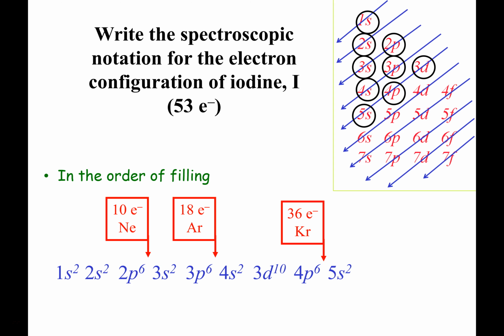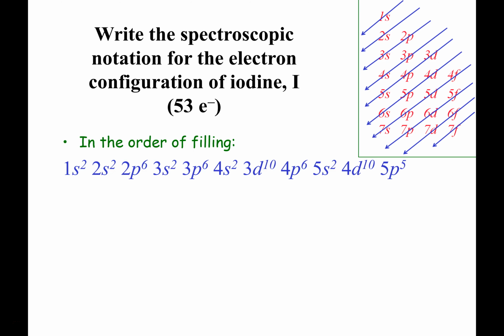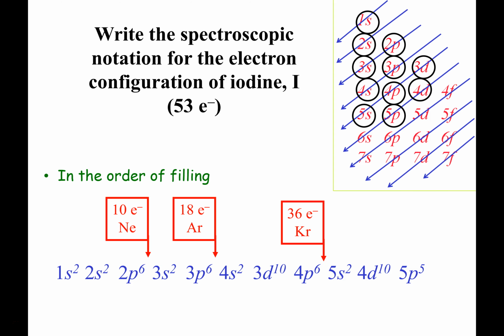5s2. Gabe? 4d10. I'm liking it. RJ? 5p6. Oops. Oh, darn it, it got me too. Do you see why it's 5p5 already? Yeah, because it's 53.